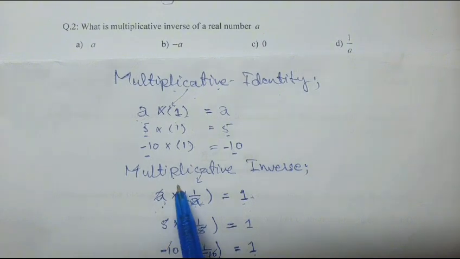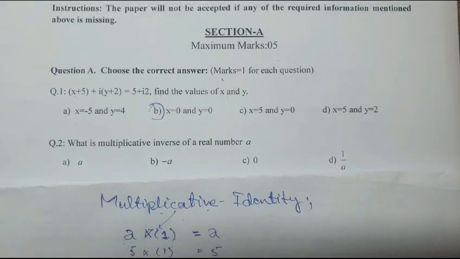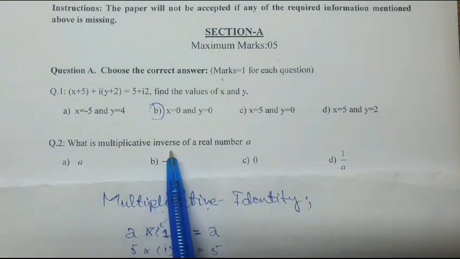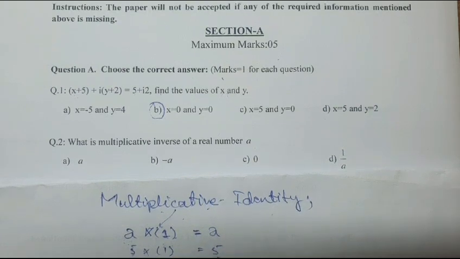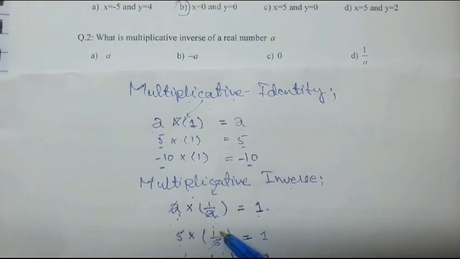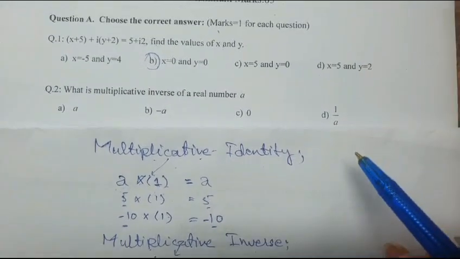This means the multiplicative inverse for a is 1 upon a, for 5 is 1 upon 5, for negative 10 is 1 upon negative 10. We just take the reciprocal of the same number. So here the question was, what is the multiplicative inverse of a real number a? And we know that for a, 1 upon a is the multiplicative inverse, as you can see here. So this would be the right option, D.